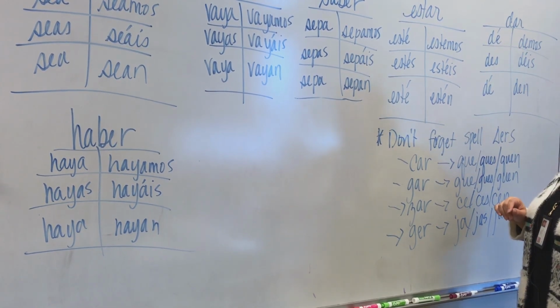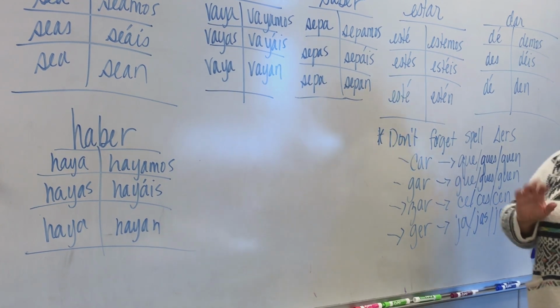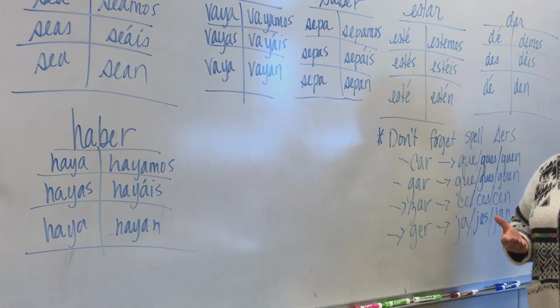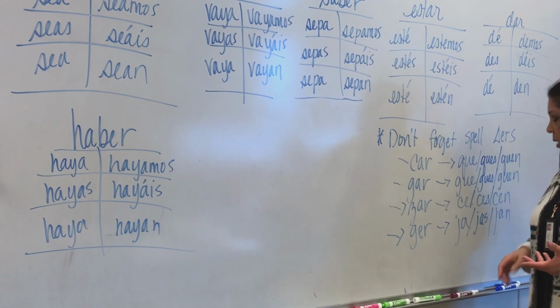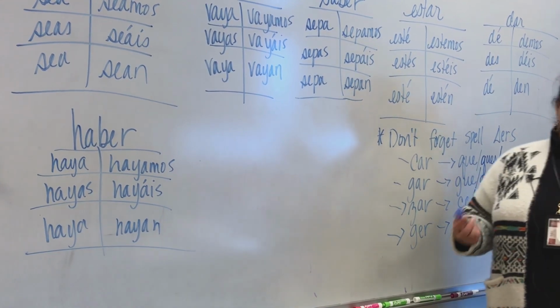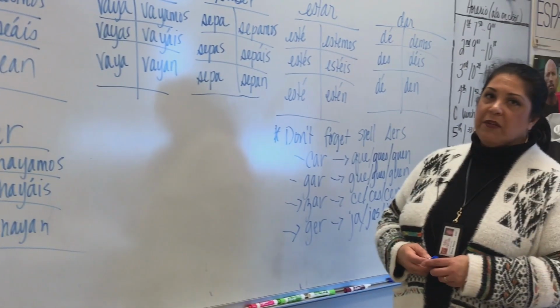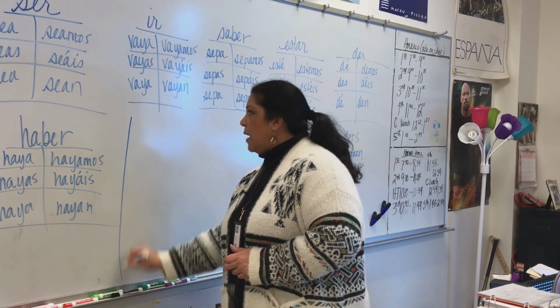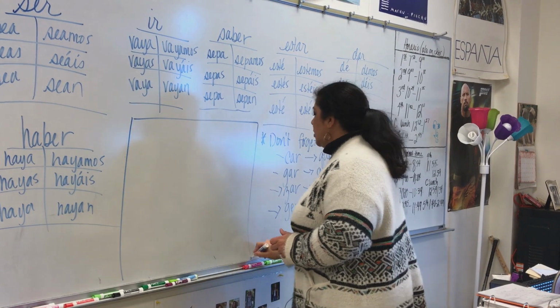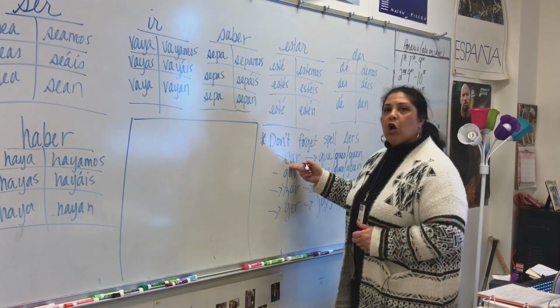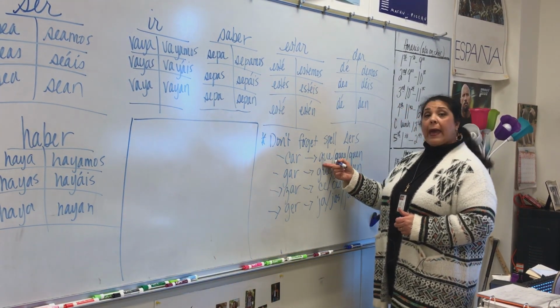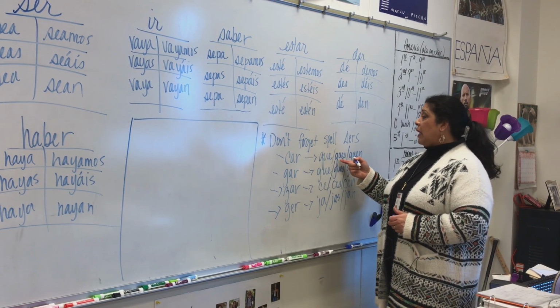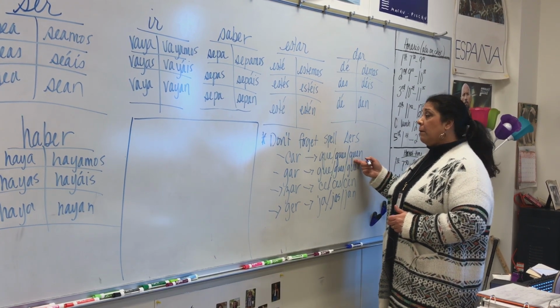Now, one thing that you also need to remember, and this is going to be a little challenging for some of you, is spell changers. We had them in the preterite, and we also have them in the present subjunctive. It's not difficult. You can do this. If you have an original verb, so I'm going to go ahead and make a square here to explain the spell changers. If a verb ends in car, it's going to become que, or maybe the ending will be ques, or it'll be quen.